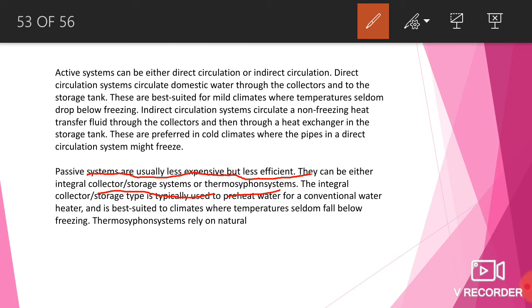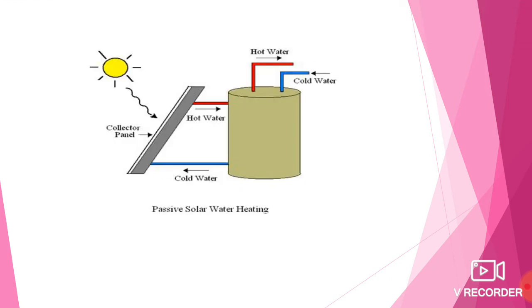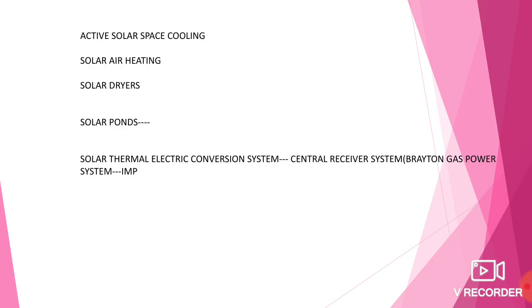The integral collector storage type is typically used to preheat water for a conventional water heater and is best suited to climates where temperatures seldom fall below freezing. The thermosiphon systems rely on the natural. So, this is about solar water heating.